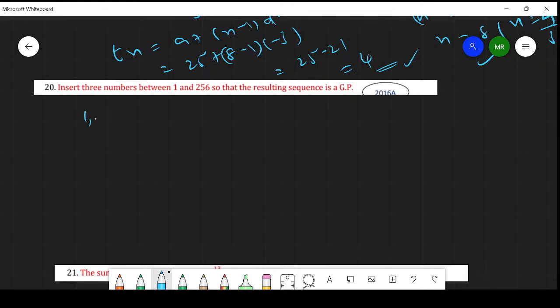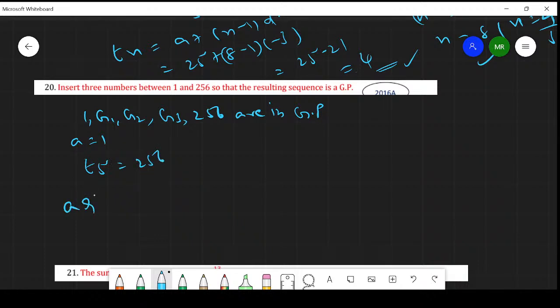I can write 1, G1, G2, G3, 256. These terms are in GP. When I have taken, all these terms are in geometric progression. The first term is 1. 256 is the fifth term. You can see 1, 2, 3, 4. The fifth term is T5, and T5 is equal to 256. We know the first term A is equal to 1.